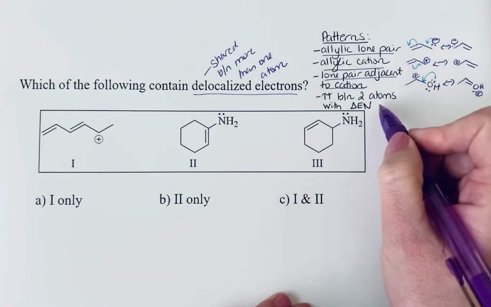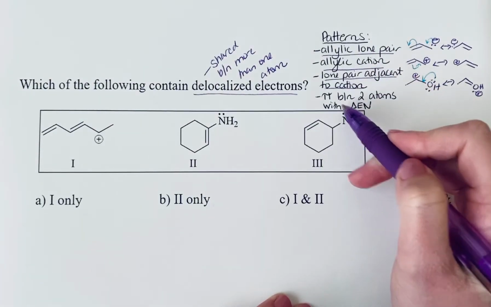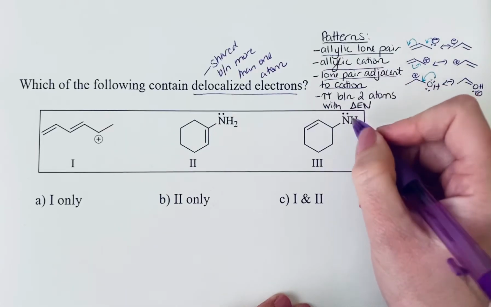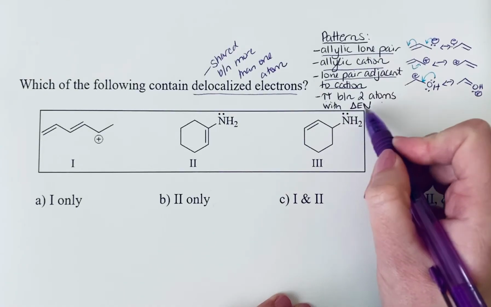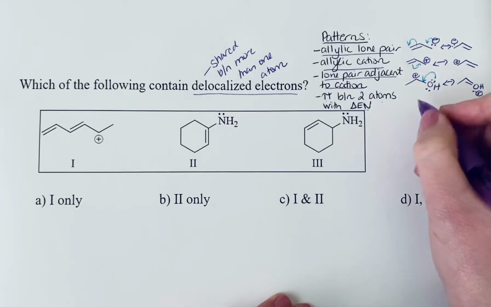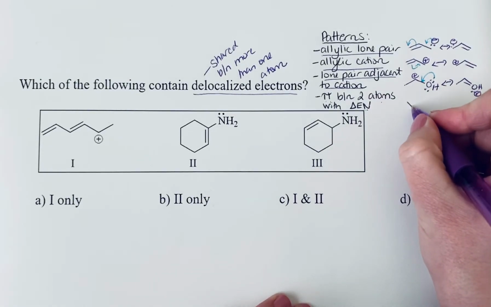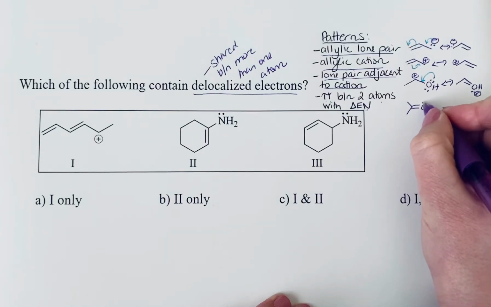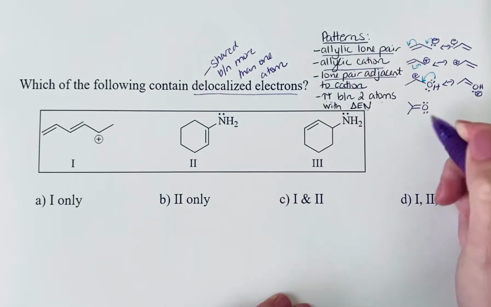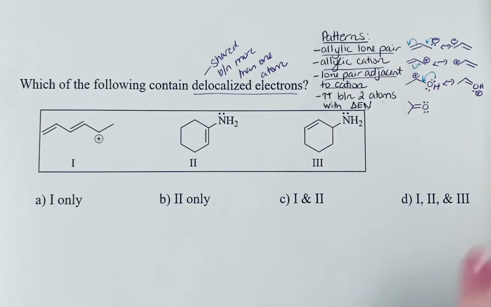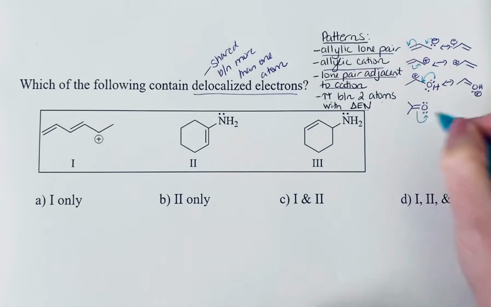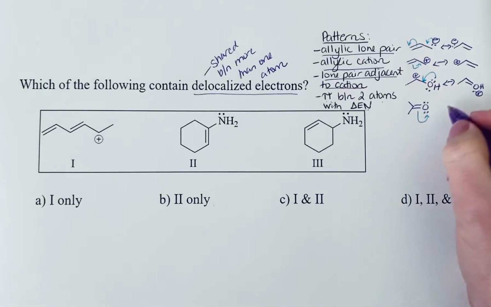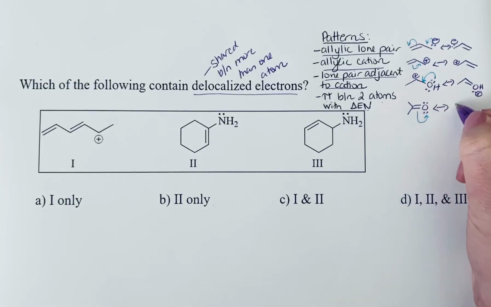And finally, another pattern that we should recognize is if we have a pi bond that is between two atoms that have different electronegativities. A common example of something like this would be a carbonyl, where we have a carbon-oxygen double bond. And so you could move those electrons from the pi bond onto that more electronegative oxygen atom.